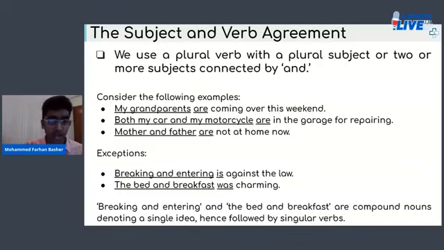So both my car and my motorcycle are in the garage for repairing. The verb must be plural as well because you have a plural subject phrase. Mother and father, you're talking about both. You're talking about your parents here.